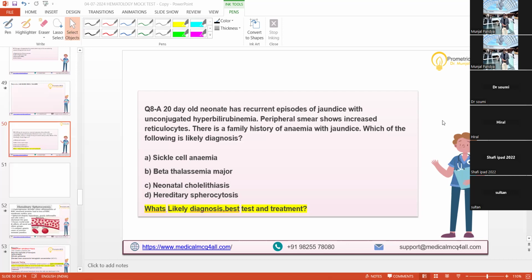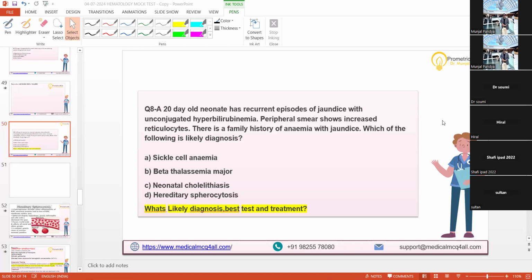So now you tell me what could be the answer. Sickle, beta, and hereditary, all those are transferred genetically. Hereditary actually, I think. Yeah, that is why I told you it's a little tricky and interesting. All three are transferred genetically. So what do you select, sir, if the same question comes in your exam? I selected hereditary spherocytosis. But I'm not very sure, because sickle cell also.